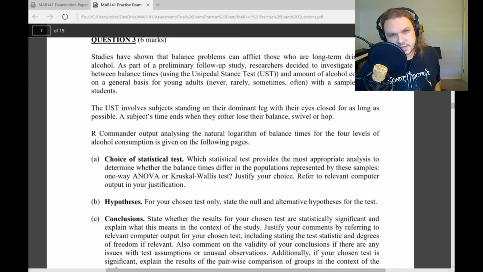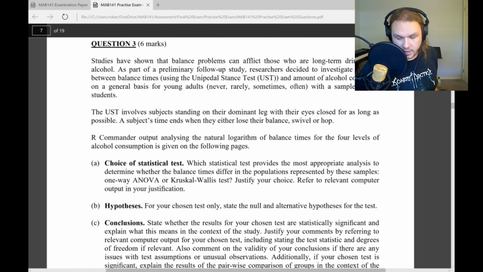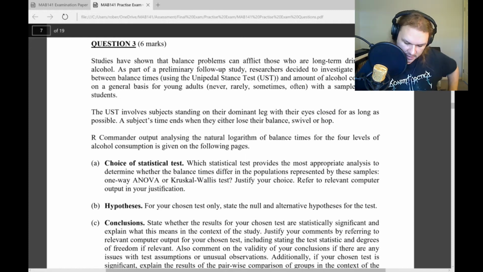So this will happen in the exam as well. You have a bit of background information on what's actually going on. So this is the ANOVA question, right? We have a continuous variable and a categorical variable with more than 2 categories. In this case, 4 categories.